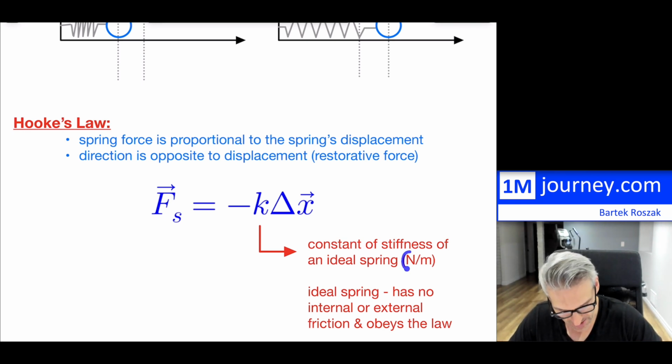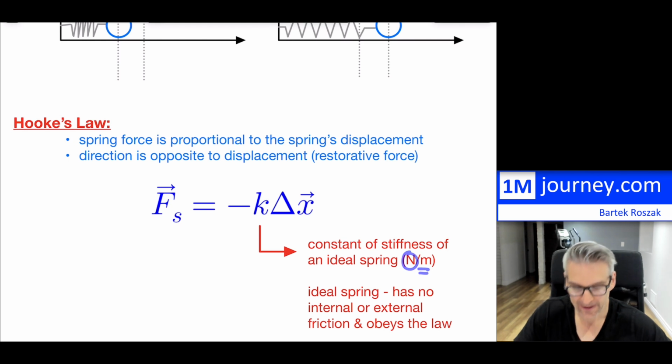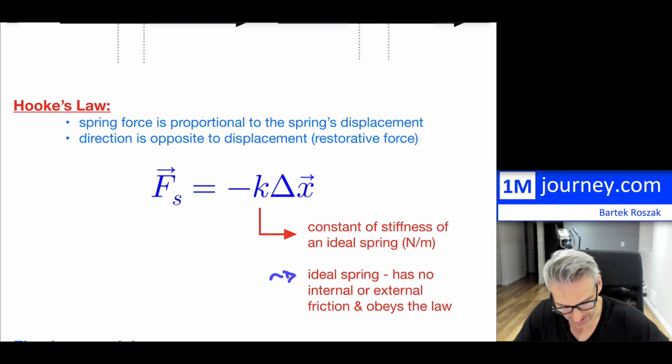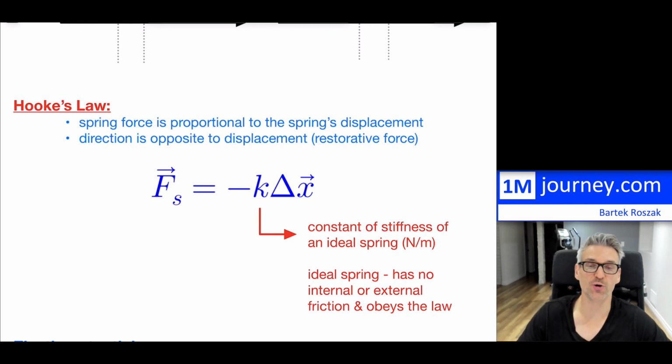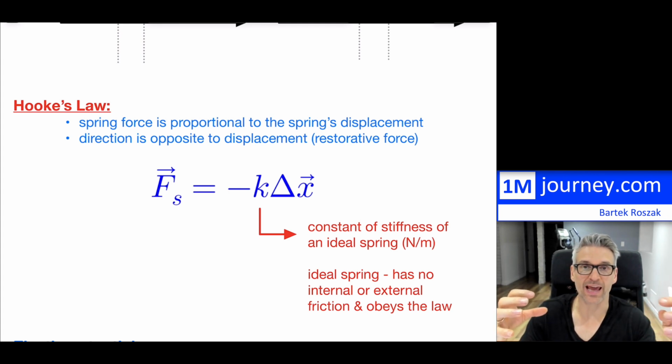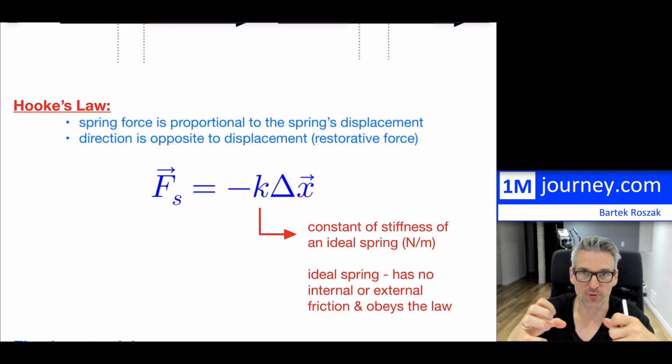And it is always in newtons per meter if it is in metric standard units. Now, the ideal spring, so the word ideal spring, means that it has no internal or external friction. It basically obeys this law. So there isn't any friction internally, so there isn't really an energy transfer that might go to heat or some other form. It just gets stored up in the spring.